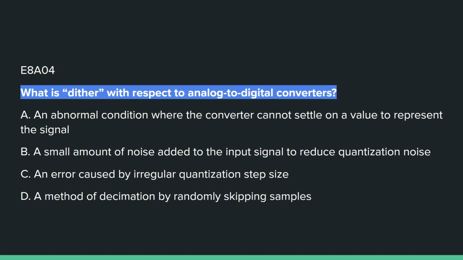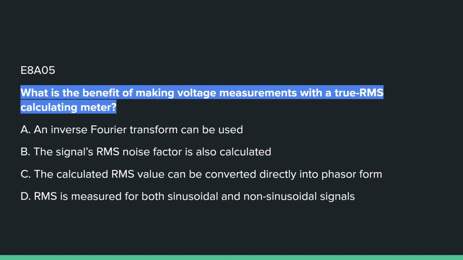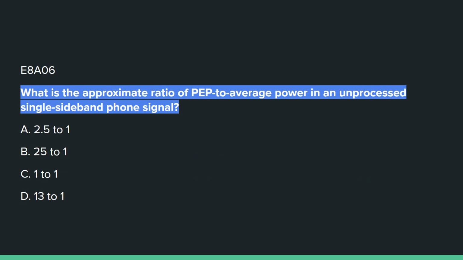E8A04, what is dither with respect to analog to digital converters? B. A small amount of noise added to the input signal to reduce quantization noise. E8A05, what is the benefit of making voltage measurements with a true RMS calculating meter? D. RMS is measured for both sinusoidal and non-sinusoidal signals. E8A06, what is the approximate ratio of PEP to average power in an unprocessed single sideband phone signal? That's A. 2.5 to 1.